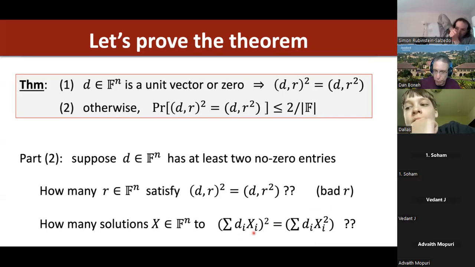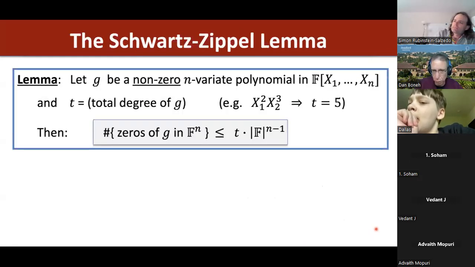So how do we argue such a thing? How do we argue that there's very few solutions to a polynomial equation, to a multivariate polynomial equation? Well, for that, there's actually a very, very general tool. This is a lemma that you guys need to know because it's actually a pretty important lemma. It comes up all over the place in cryptography and in computer science in general. It's called the Schwarz-Zippel lemma.